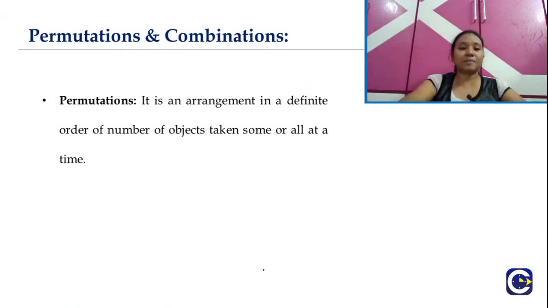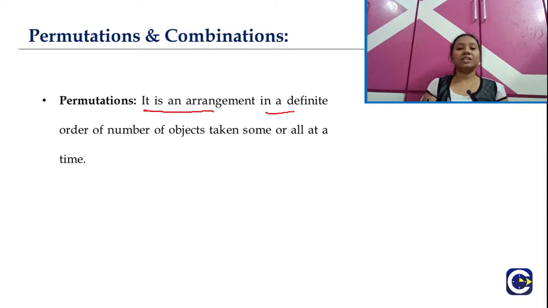So as I mentioned, we'll be starting our session with the permutation. So let's see what is the basic definition of a permutation. Permutation is nothing but an arrangement in a definite order of a number of objects taken, some or all at a time. So it's nothing but arrangement, right?